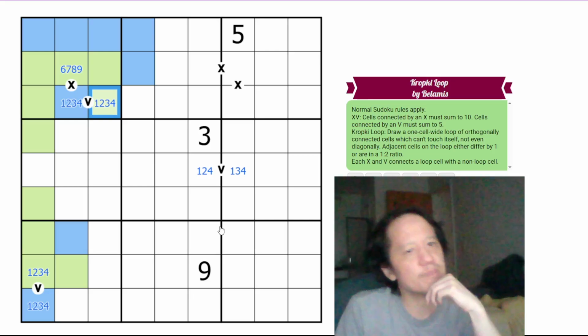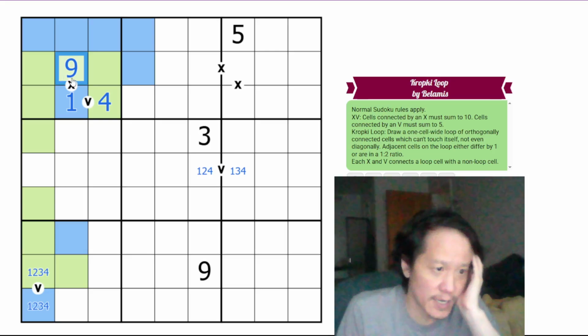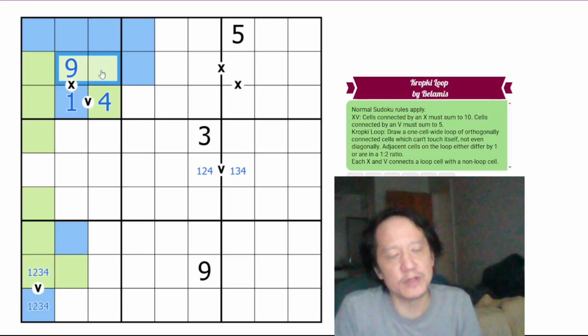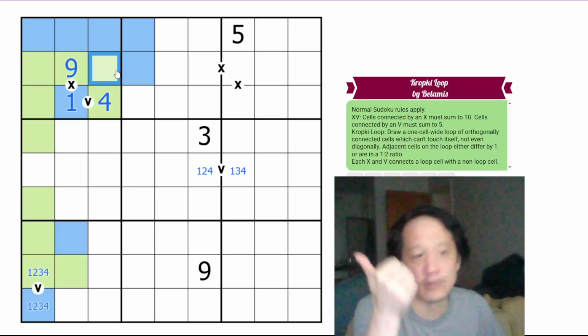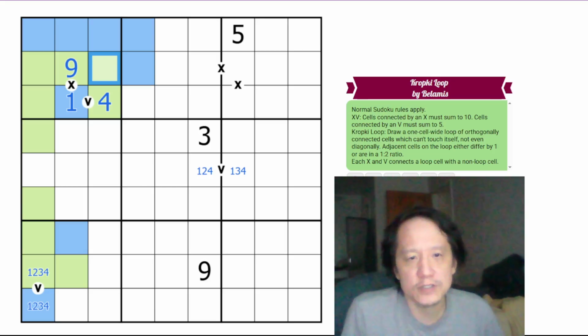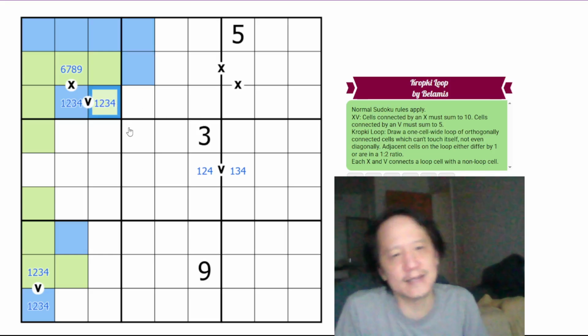Okay. What about 4? If this is 4, that's 1, that's 9. Okay, 9 could never be here, because if this is 9, it would be consecutive with 2 other digits, and it's only consecutive with 8. And it's not in a 1 to 2 ratio with any other digit. So 9 can never be there. So if it's this way, this has to be 3. This is 2, that's 8.